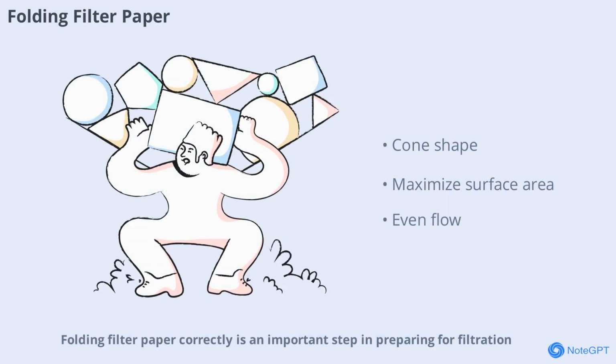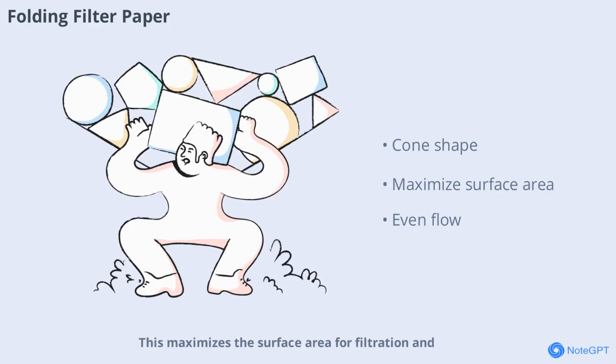Folding filter paper correctly is an important step in preparing for filtration. The most common method is to fold the paper into a cone shape, which fits snugly into the funnel. This maximizes the surface area for filtration and ensures that the liquid flows evenly through the paper. Proper folding also helps prevent spills and ensures that all the solid particles are trapped. Mastering this simple technique can improve the efficiency and cleanliness of your filtration process.